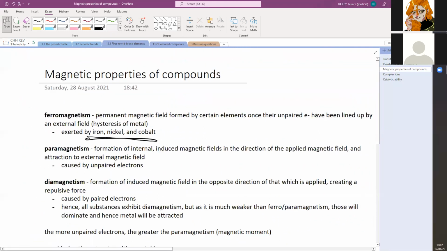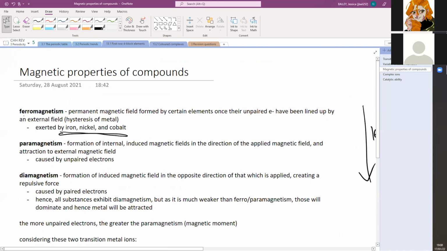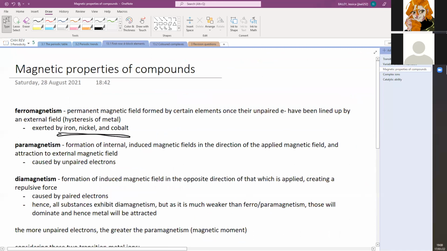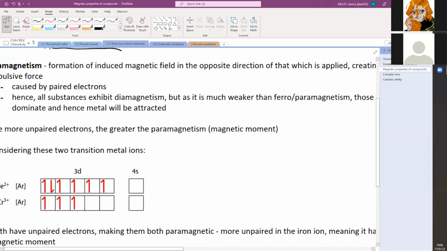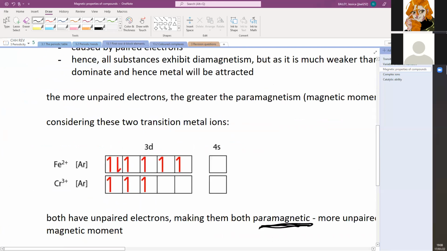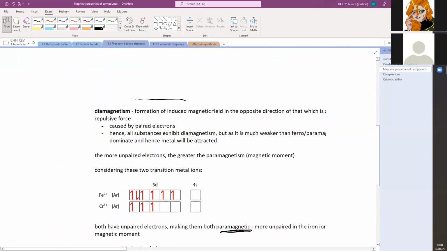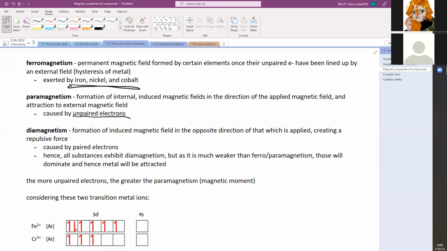Now, paramagnetism is different. It's also caused by unpaired electrons, so it's similar to ferromagnetism. So everything that does ferromagnetism does paramagnetism, and also does diamagnetism as well. But paramagnetism is exerted by pretty much every single transition element that's got at least 1 unpaired electron. So if we look at something like chromium here, 3 unpaired electrons, and hence it can be paramagnetic, because it's induced magnetic fields. So just think of paramagnetism as always to do with unpaired electrons. You don't ever need to write down the definitions of these.